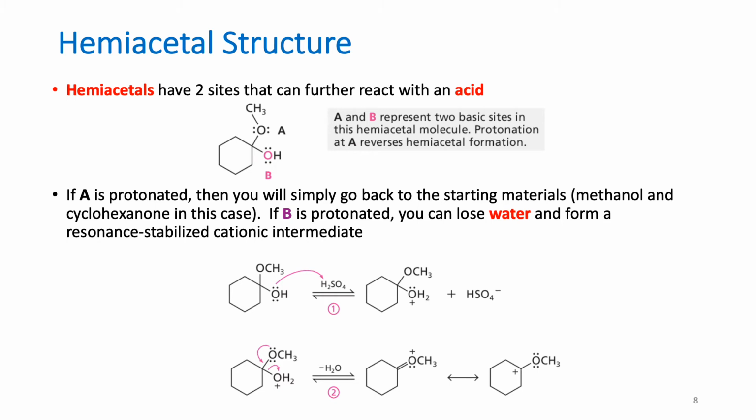And so you may presume that that could have grabbed that H, or if there was an H here, that could have grabbed it. So the question is, what's the consequence if A would have done the grabbing? Well, if you look at this statement right here, if A is protonated, as indicated right here, then you'll simply go back to the starting materials, which in this case would have been methanol and cyclohexanone. Do you see, if I erase some of this, that if you would have protonated that, it would have yielded a molecule that looks like this?